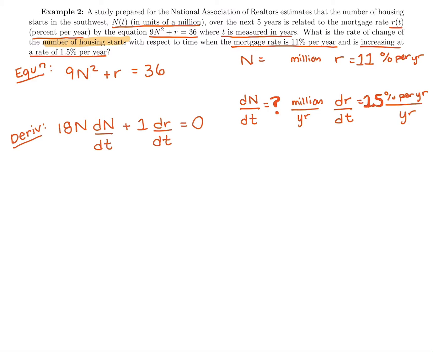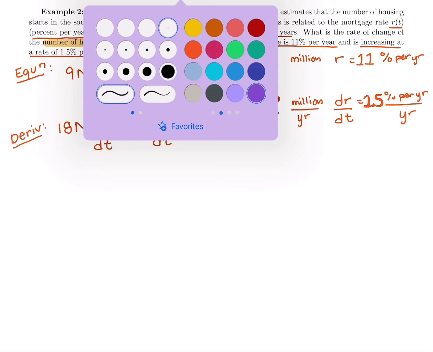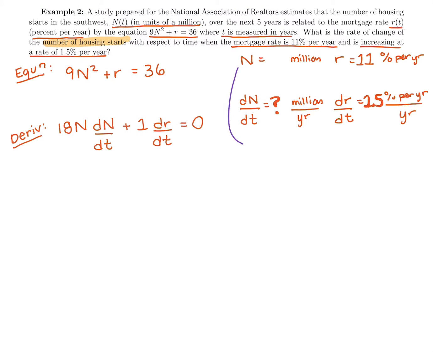So we're trying to find dn dt, but we're missing n as well. So we're always missing one of the derivatives, but if we're missing a variable, we're missing n, and we need it to plug in right here to the derivative. So if you're missing a variable, plug in to the original equation.